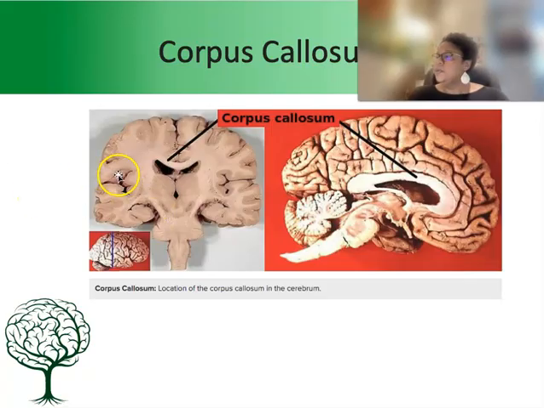Look at this wonderful differentiation of gray and white matter. And then here is your cerebellum, and then here is going into your brainstem. Okay.